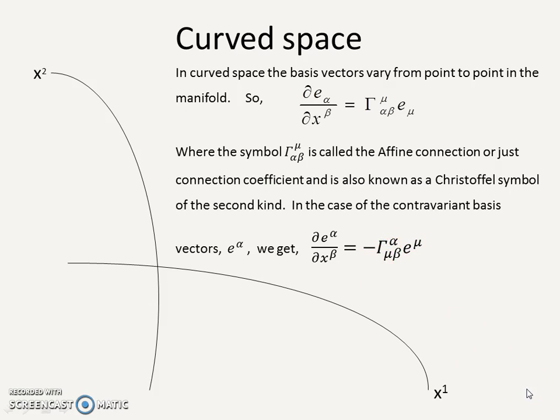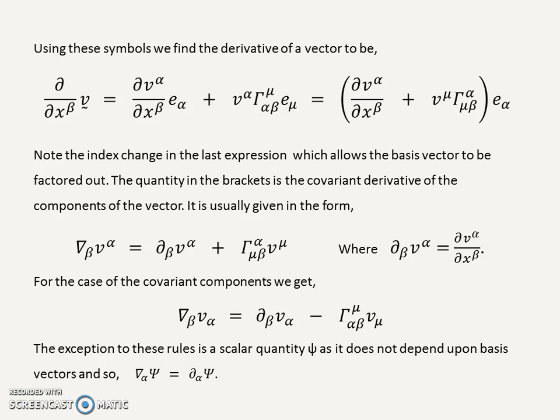Alright. And that's the difference between flat space and curved space. The basis vectors change everywhere in a curved space. They are constant everywhere in a flat space. Alright, so using these symbols, let's go and find the derivative of a vector. Here we are, we've got our vector and we take the partial derivative of it. And in general, this expression plus this.